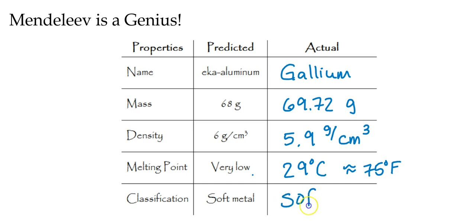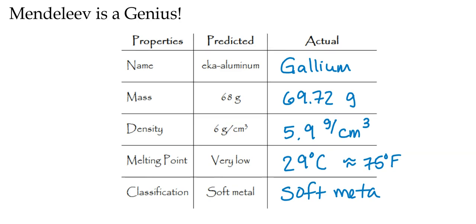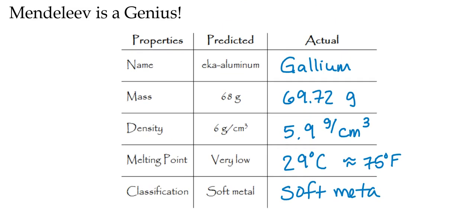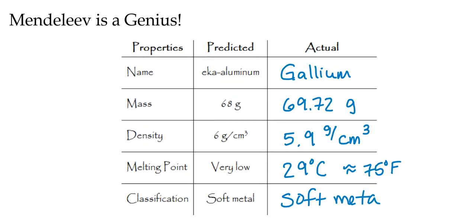That was spot on. But if you look at all of these other properties, this is really incredible. He did all of this with just the information he knew about the surrounding elements. So Mendeleev was really, really a genius. And so he is called the father of the modern periodic table for that reason. The father of the modern periodic table.